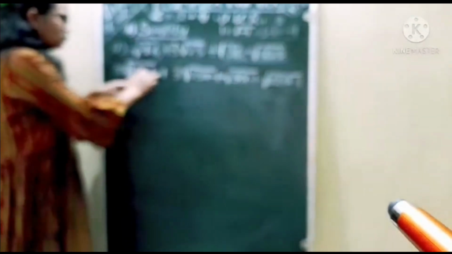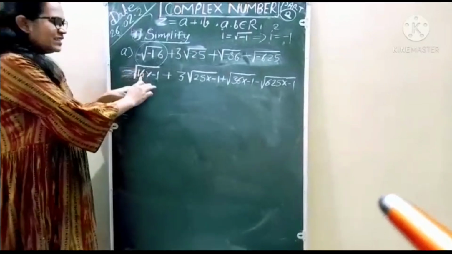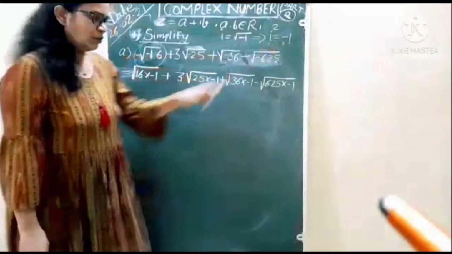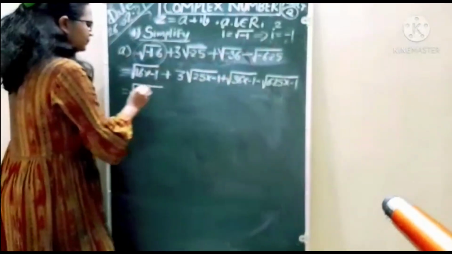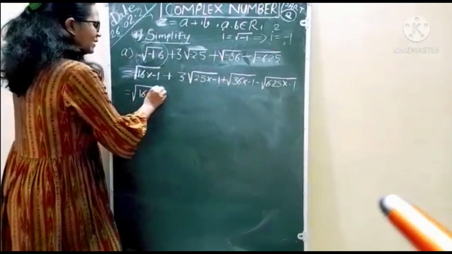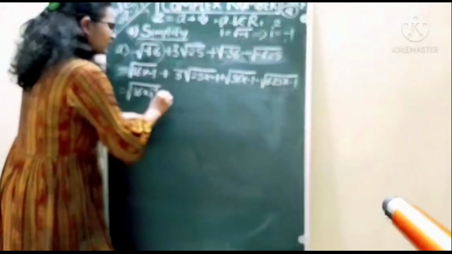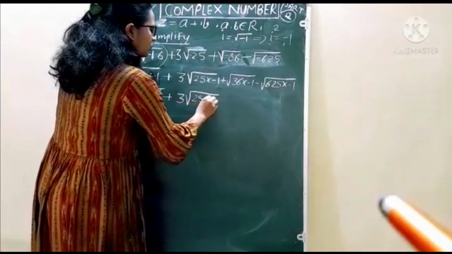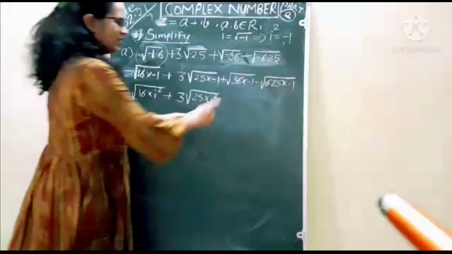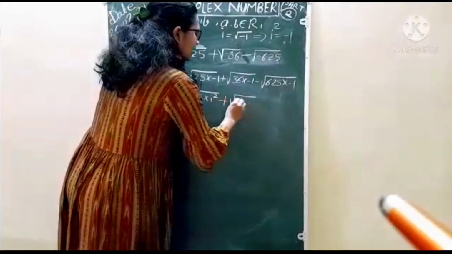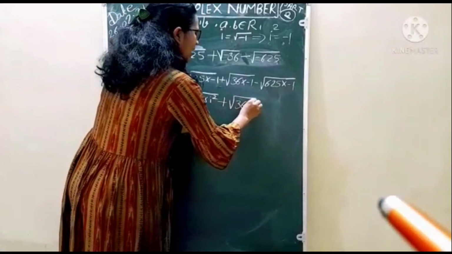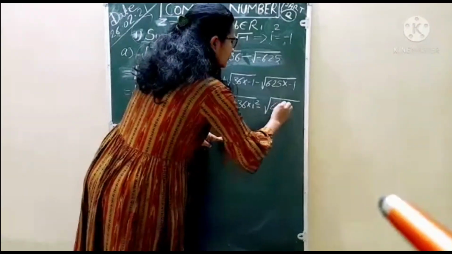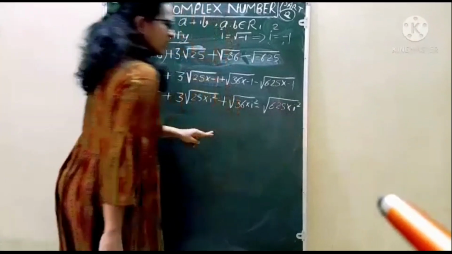So we can substitute. In place of minus 1 we have to write i square here. So root of 16 into i square, plus 3 as it is, into root of 25 into again i square, then plus root of 36 into i square, minus root of 625 into i square.